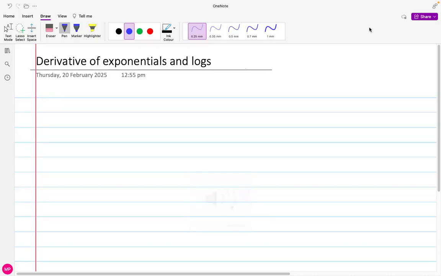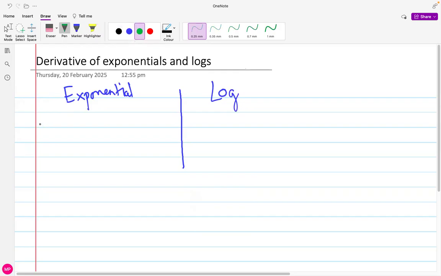Hi, in this video, we're going to learn how to derive exponential and log equations. So I'm going to divide into two columns here. Here I'm going to have all the exponential derivatives, and on the other side, I'm going to have all the log derivatives.